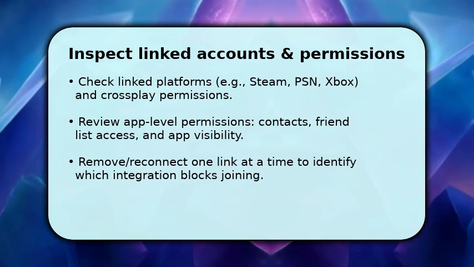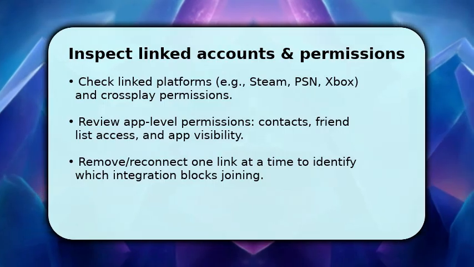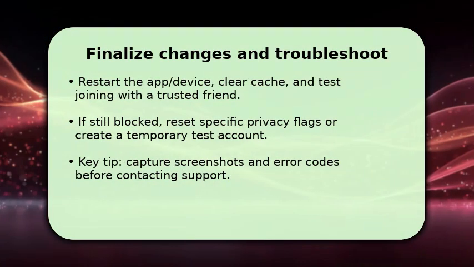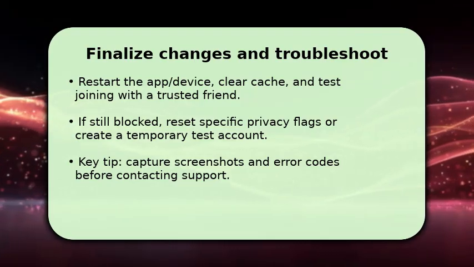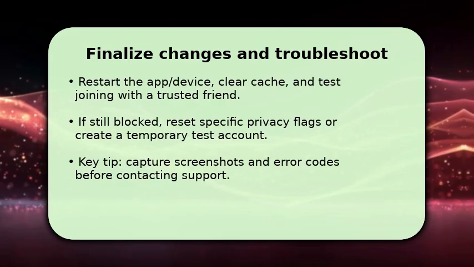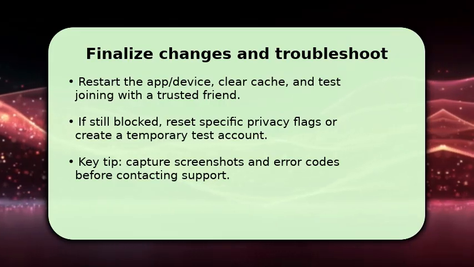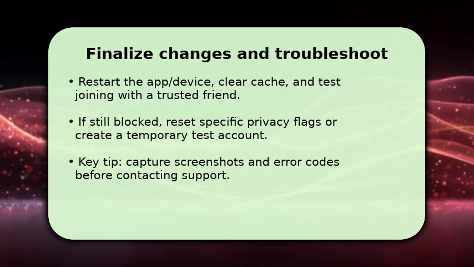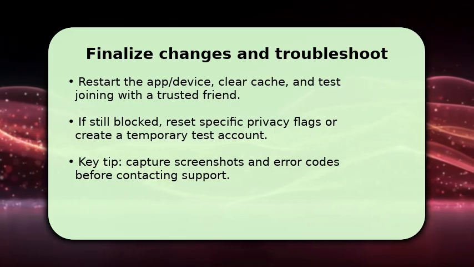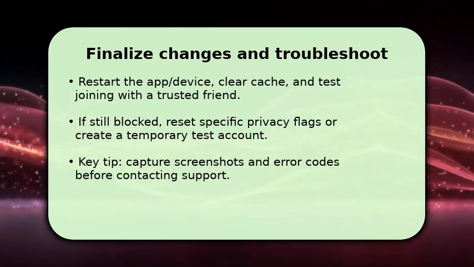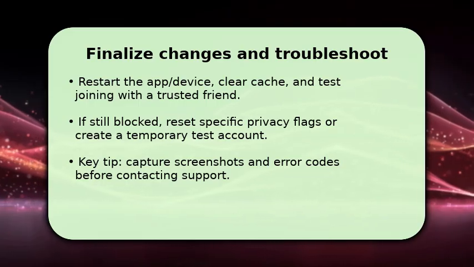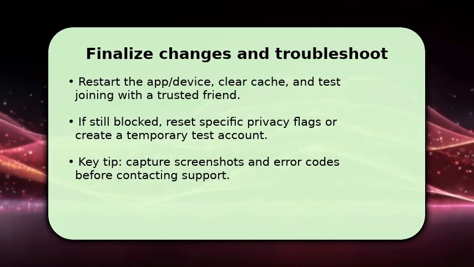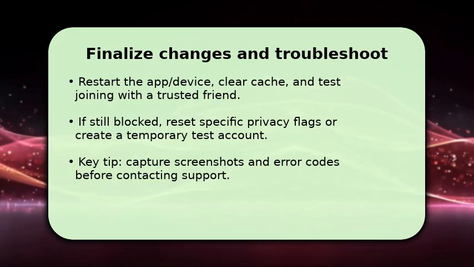To finish, apply the correct privacy options, then restart the app and device and clear the cache so settings propagate. Once restarted, test joining with a trusted friend and confirm the invite flows. If the problem persists, reset the specific privacy flags or create a quick test account to reproduce the issue. This narrows whether the problem is account-specific. If nothing works, capture screenshots and any error codes before contacting support so you can.